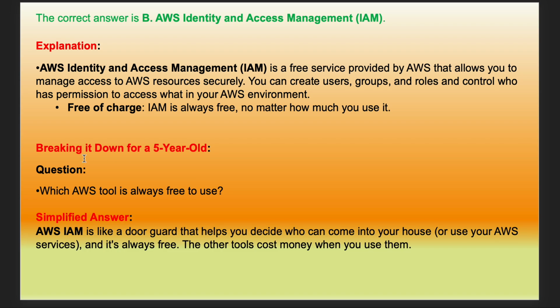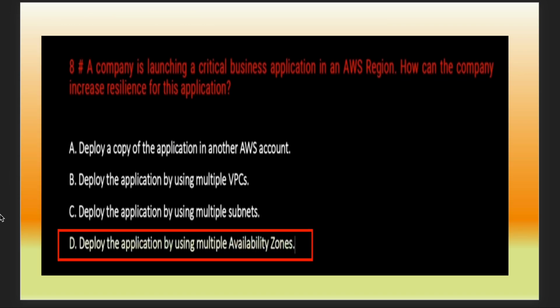Okay, next, a company is launching a critical business application in an AWS region. How can the company increase resilience for this application? So critical business application in AWS region, how can it increase the resilience? The answer is deploy the application by using multiple availability zones. Multiple availability zones, then it can increase its resilience.